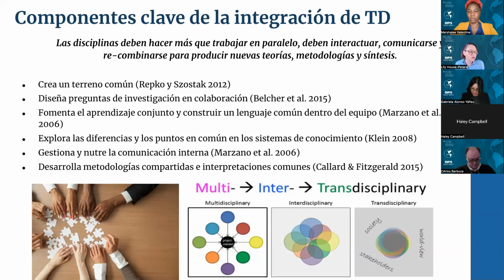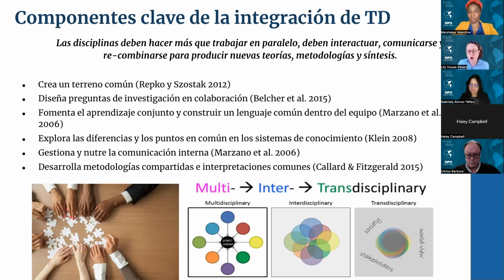Also learning together and constructing a common language with this diverse team. We've also found in our almost 10 years of transdisciplinary research experience that this learning together and joint work is really critical for teams to build relationships, but also to begin to have a common language that goes beyond or across disciplines, to be able to really think differently and reframe the problem. Also, exploring differences and commonalities in knowledge systems is really important. So getting to know how everybody else in the group thinks, how they know the world, and how they understand the problem. Also, managing and nurturing internal communication, and we'll be speaking about communication plans in a future session, and developing shared methodologies and common interpretation.